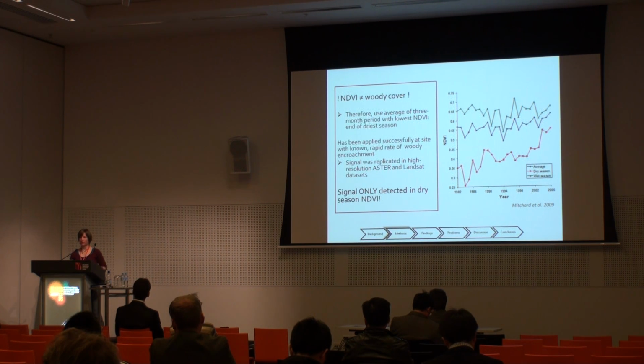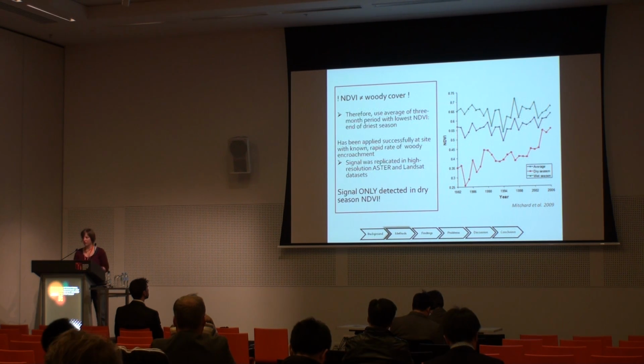One approach is to use the average of the 3-month period with the lowest NDVI, which is the end of the driest season, because in that time most, hopefully all, grass cover is dead, so won't be recorded, and there are some trees that have either retained their leaves or are already growing new leaves because of the approaching wet season. This approach has been used in several studies, one of which Edmund was involved in, and they found a good concordance between this dry season NDVI and woody encroachment.